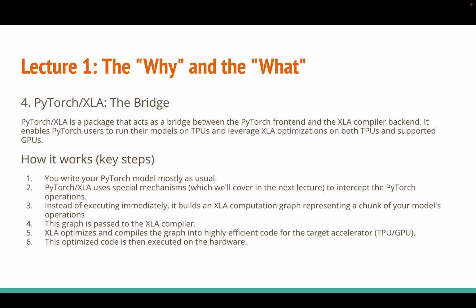Instead of executing immediately, PyTorch XLA records all the operations and builds the XLA computation graph based on your code. Then this graph is passed to the XLA compiler for further optimization, specifically for your hardware. XLA then optimizes and compiles the graph into highly efficient code for your target accelerator. Then the optimized executable is sent and executed by your hardware. It sounds like a very simple process, but it involves a lot of details. In this series of lectures, we'll take a deeper look at how it achieves this internally.